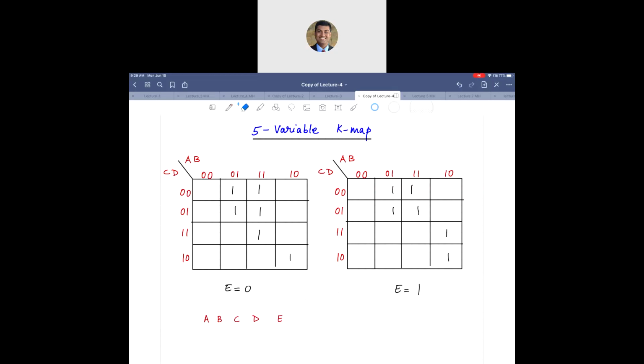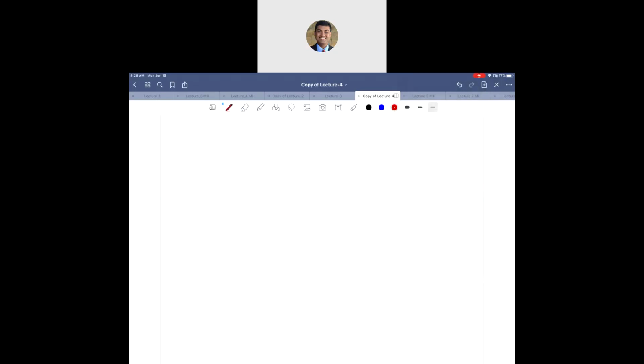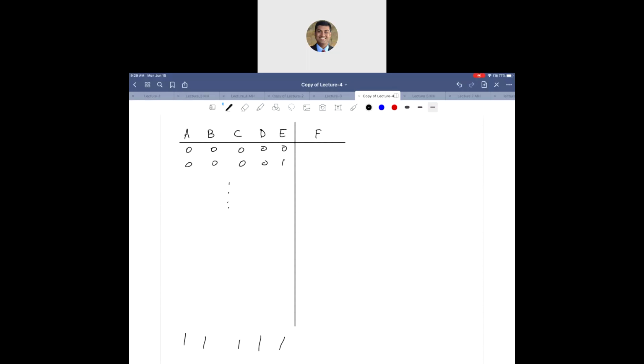Actually, let me change a few things here. Say I have A, B, C, D, and E, and this is F. I'm going 0, 0, 0, 0, 0, 0, 0, 1, and so on, up to 1, 1, 1, 1, 1. And there are 32 entries in this. So those are numbered 0, 1, 2, all the way to 31.